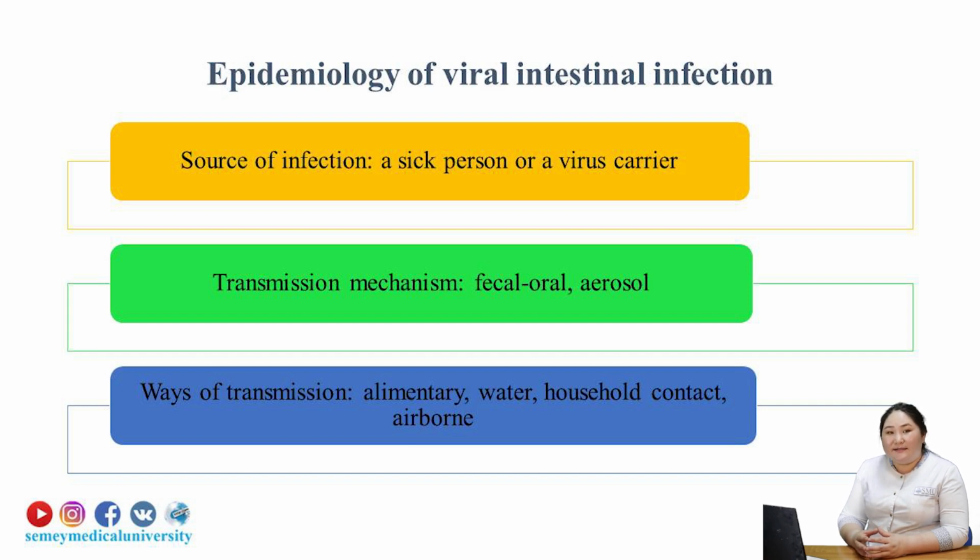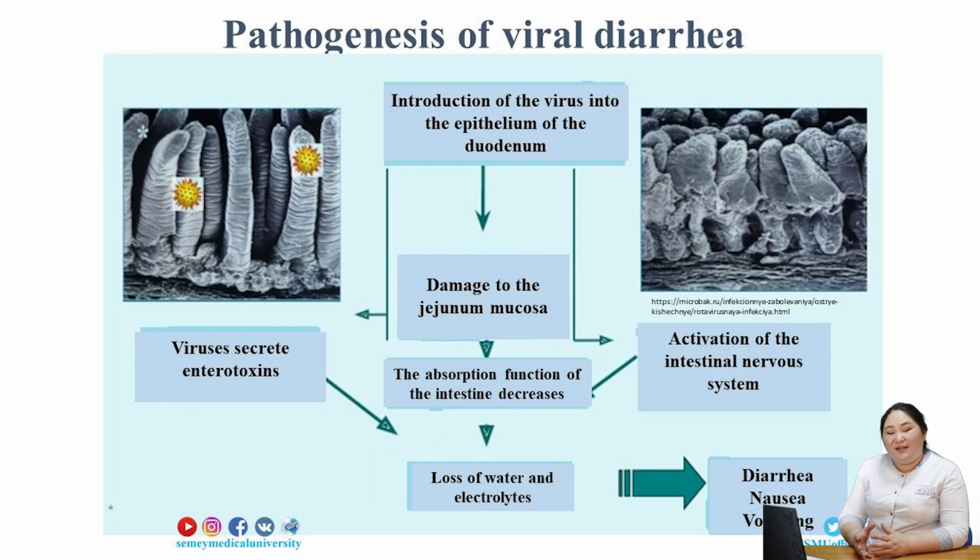Epidemiology of viral infectious disease. Source of infection is a sick person or sometimes virus carriers. Transmission is by the fecal-oral route, sometimes the aerosol route also. Ways of transmission, of course, are alimentary, household, and airborne. About pathogenesis of viral diarrhea, we already talked before. Mostly it is characterized by the osmotic type of diarrhea, when osmotic pressure in the lumen of the intestine increases and carbohydrate breakdown is disturbed, and absorption of them also. As a result, we will have flatulence and watery stool.